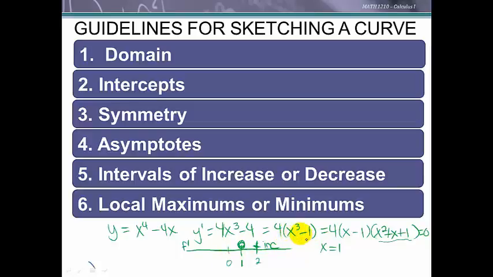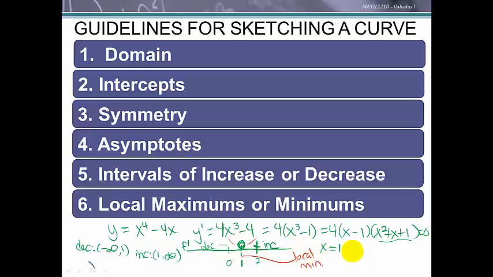If I put in 0 here, I'd have a negative times a positive, which will be negative. This means the function is decreasing on this interval. So we have the intervals of increase and decrease. The function is going to be decreasing from negative infinity to 1, and then it's going to be increasing from 1 to infinity. Oh, well then I know what's going on at 1, because if it's decreasing and then it's increasing, I know that at 1 I have a local minimum.